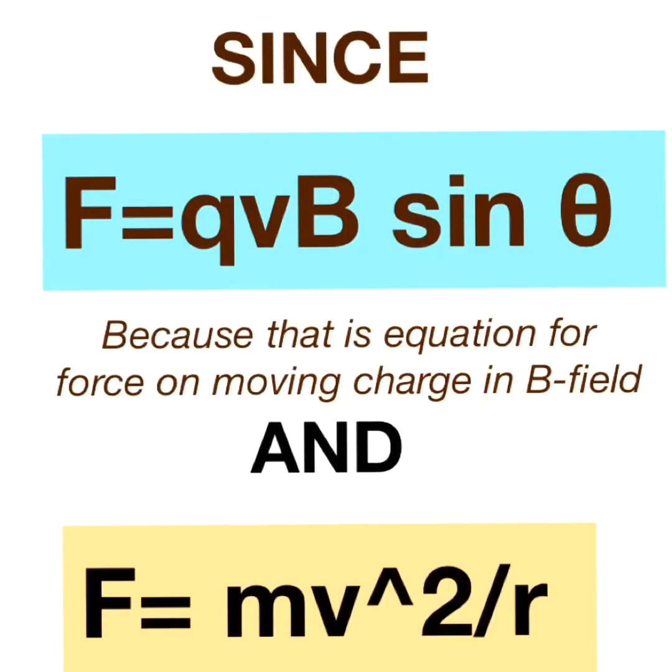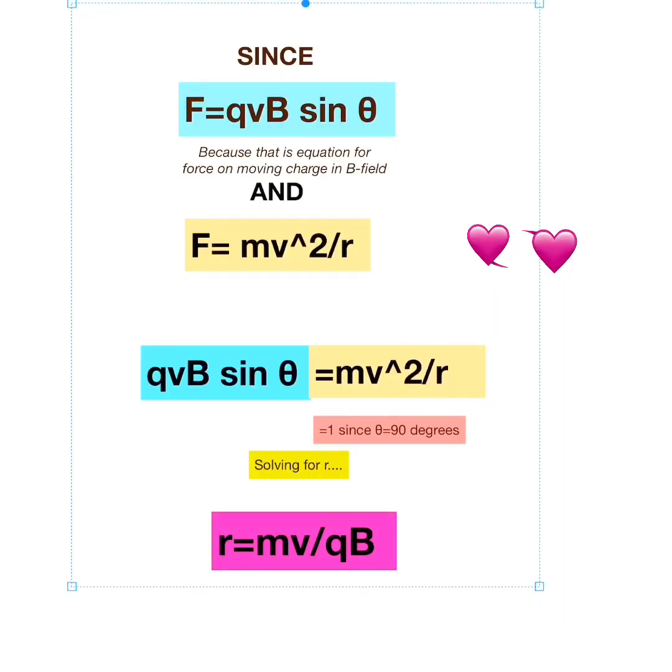Let's remind ourselves of the equations involved. The force is qvB sine theta. That is the equation for any force on a moving charge in a magnetic field. And since that force is also a centripetal force, remember our equation from the fall, a centripetal force is mv squared over r. Remembering that the net force is the centripetal force in this case, and it is the only force that's acting, we can see that qvB sine theta equals mv squared over r.